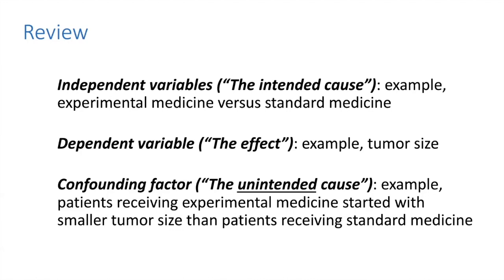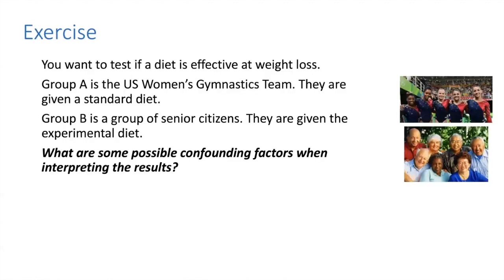Now that we have gone through some examples and terminology, let's do an exercise. You want to test if a diet is effective at weight loss. Group A is the U.S. women's gymnastics team. They are given a standard diet. Group B is a group of senior citizens. They are given the experimental diet. What are some possible confounding factors when interpreting these results? Please feel free to pause the module and write down your answers.